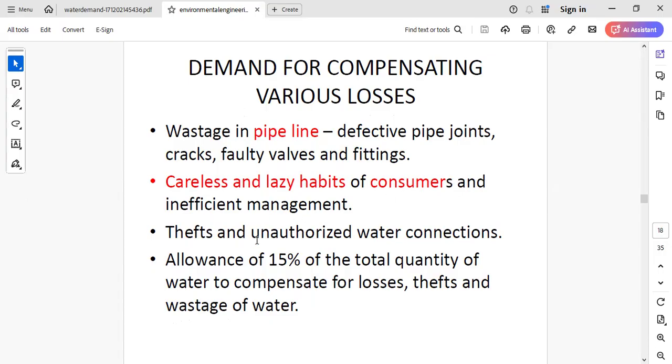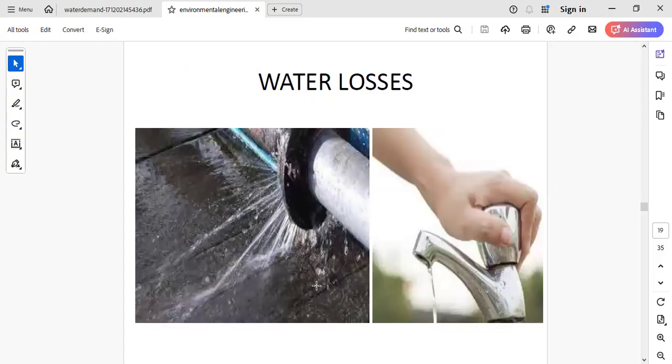There is a loss due to unauthorized water connections. Persons on the roadside, without permission, illegally take the water and use it for construction or cleaning purposes, cleaning cars, buses, lorries, like that. So an allowance of 50% of the total quantity of water is made to compensate these losses and to protect the water table.